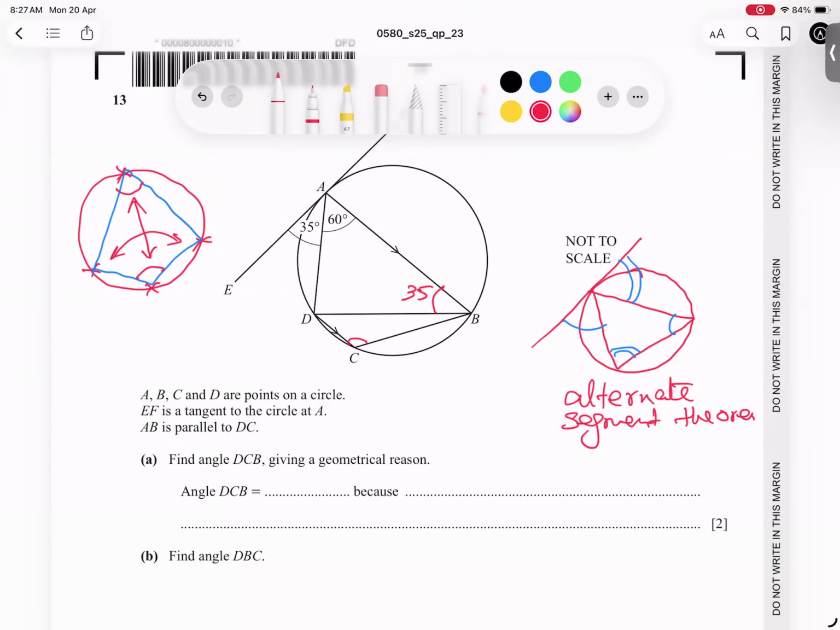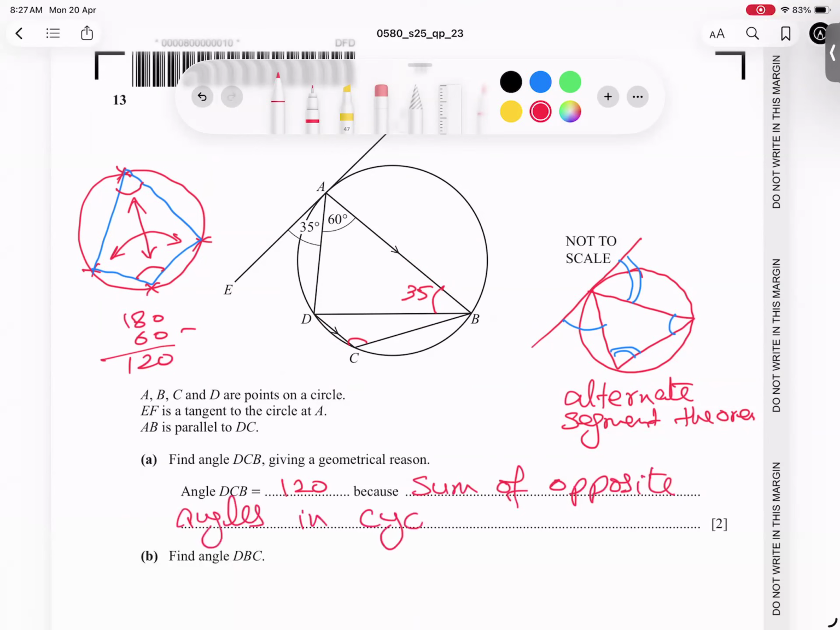And how to get this BCD? Can you see this cyclic quadrilateral, students? The cyclic quad is very clear. So 180 minus 60, I got 120. So this answer is 120. The reason is the sum of the opposite angles in a cyclic quadrilateral is 180. You know it very well.